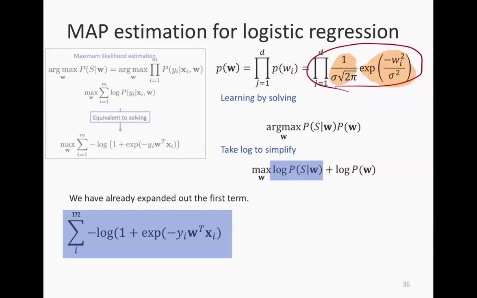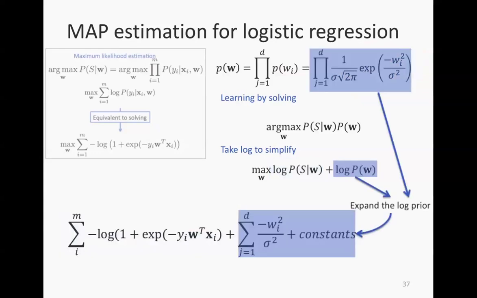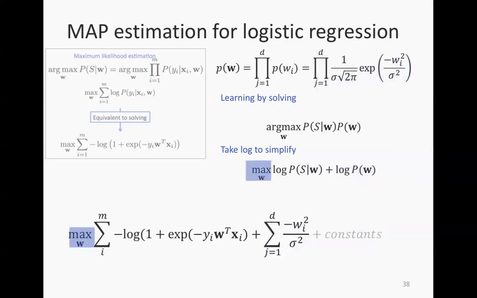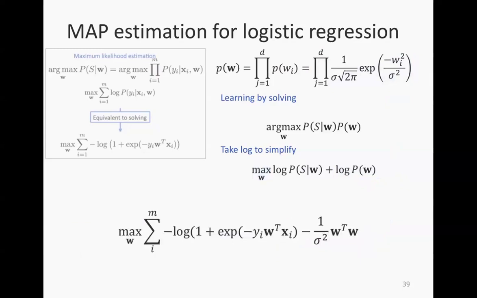Log of e to the power is nothing but the thing inside the exponent. So I can just write it as the sum over all the weights of w squared divided by sigma squared. Plus there are a whole bunch of constants which I'm not going to write, constants with respect to w. There are terms that don't depend on w. So the goal here is to maximize this entire expression with respect to w, so the constants don't matter. I have maximized the sum of a negative here, so I can get rid of the negatives. So I can just minimize.